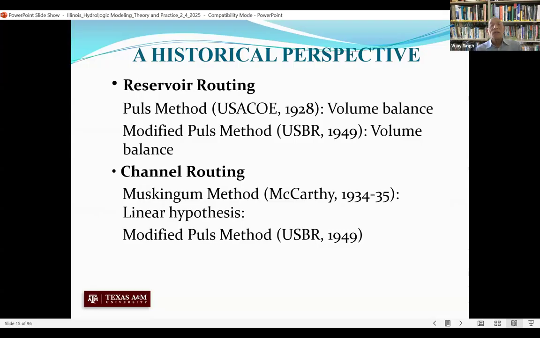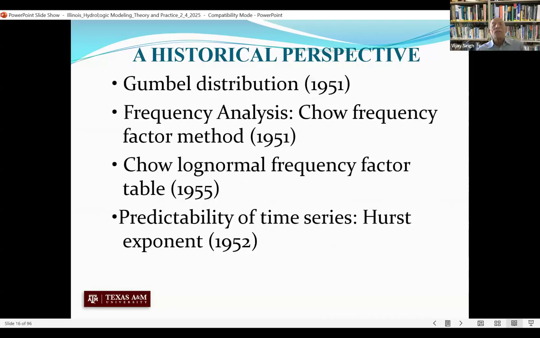Then in 1935, the Muskingum method, McCarthy developed. Muskingum is actually the name of a river basin in Ohio, but now it is popularly called the Muskingum method. McCarthy was the one who developed this in 1934, 1935. It is essentially based on the linear hypothesis, and also the U.S. Bureau of Reclamation modified the reservoir pulse method for channel routing as well.